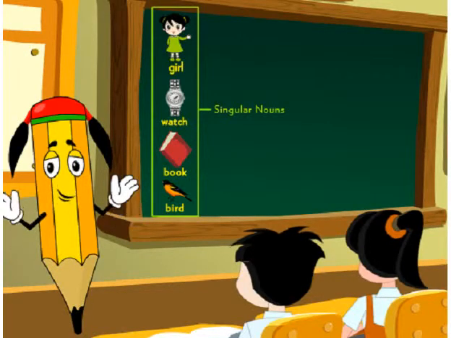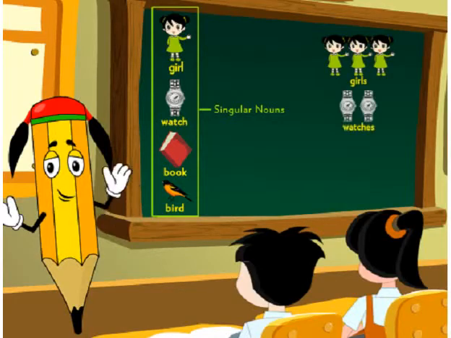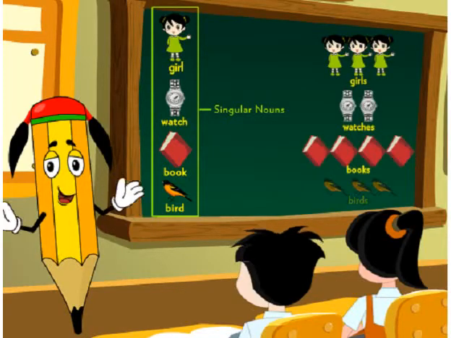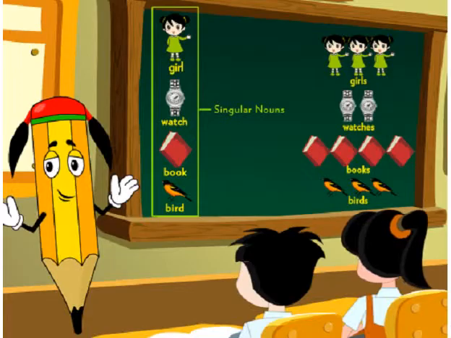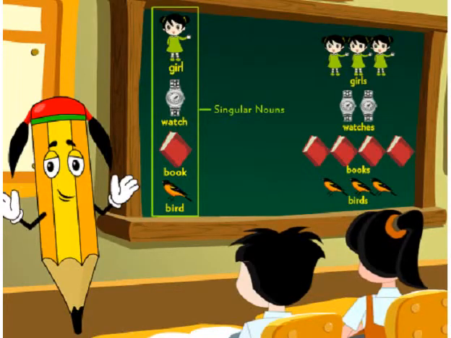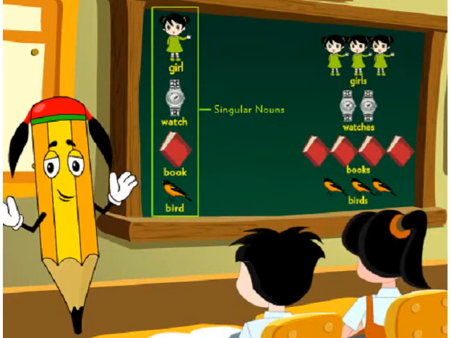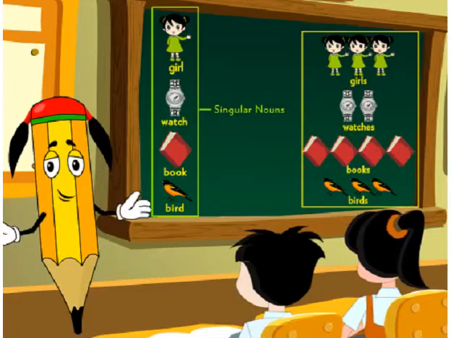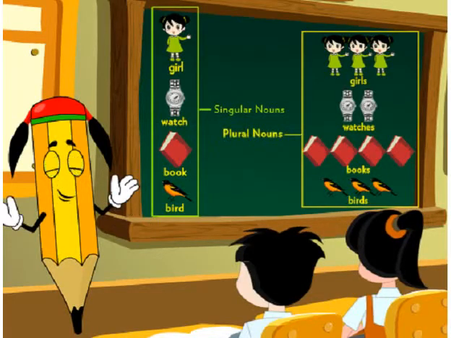Now consider girls, watches, books, birds. Now, did you notice that all these items on the right side of your screen are more than one in number? That is why these are plural in number. These words are called plural nouns.